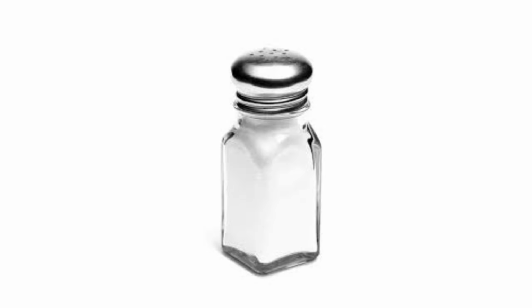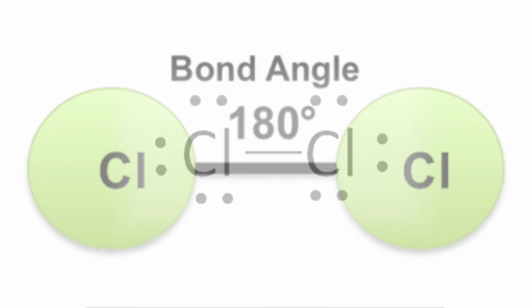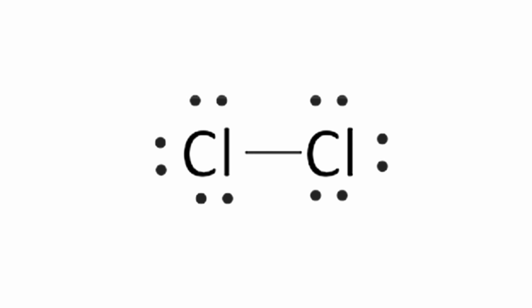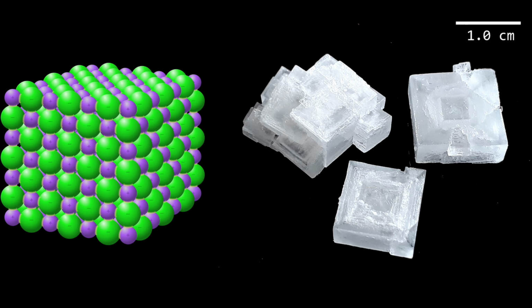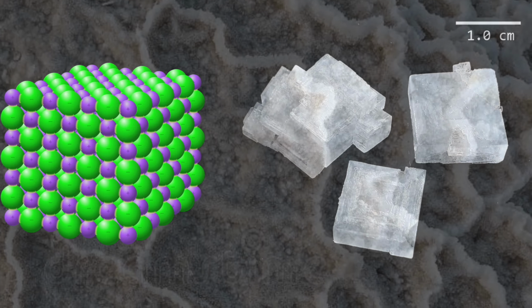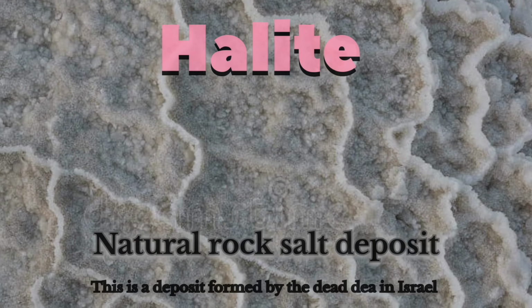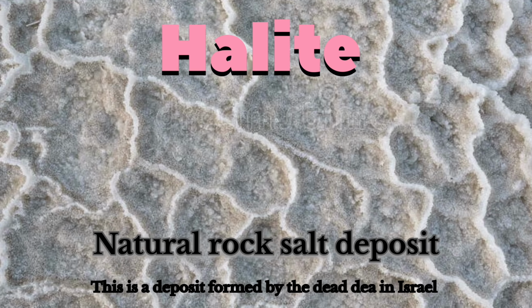Technically speaking, chlorine is diatomic, so one Cl2 molecule takes electrons from 2 sodium atoms. In the solid state, these ions arrange into a face-centered cubic crystal lattice. Large natural deposits of this crystalline sodium chloride are called halite, which is the mineral form of rock salt that we mine.